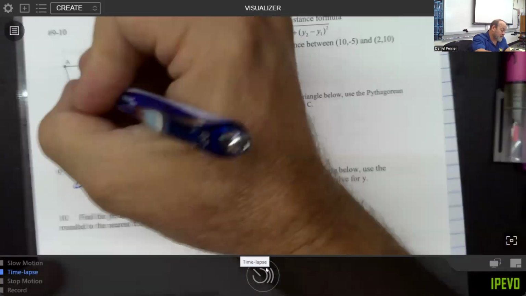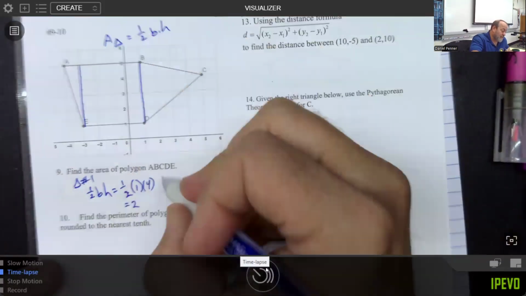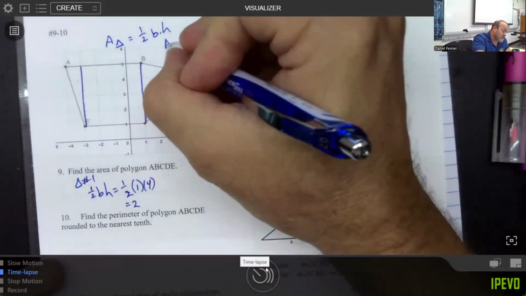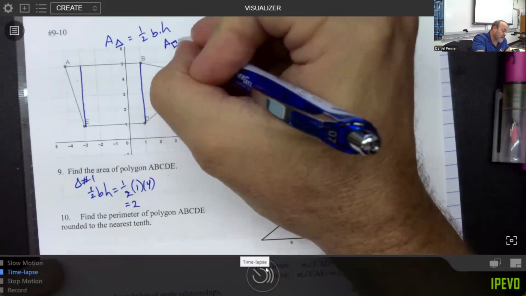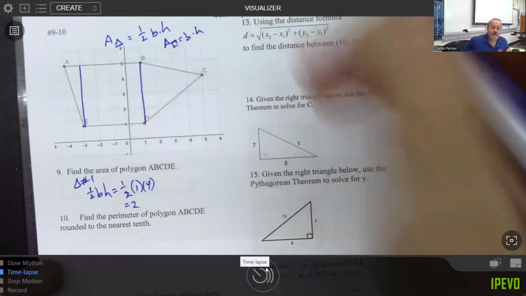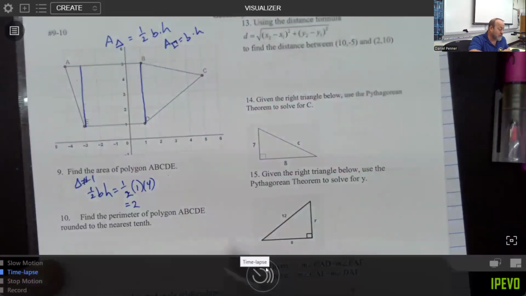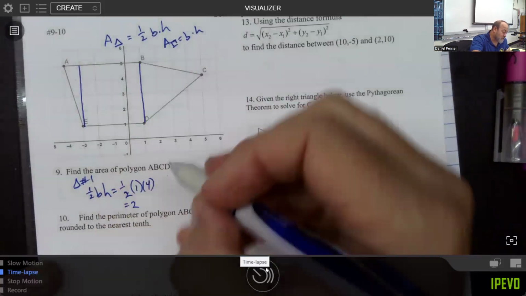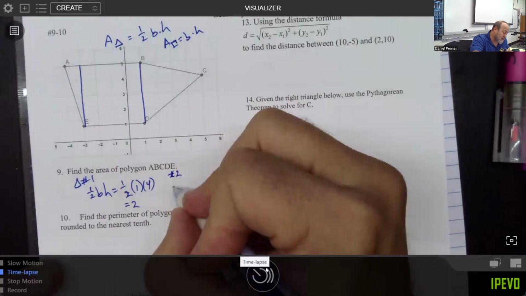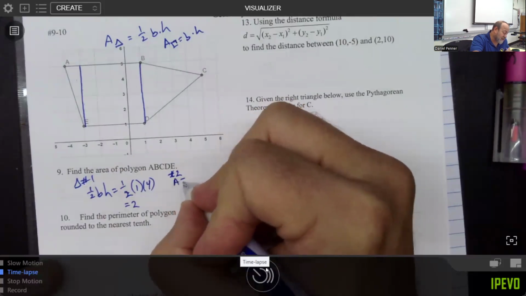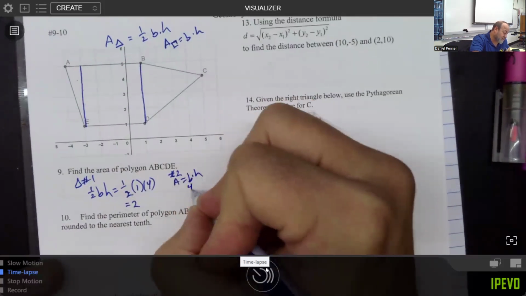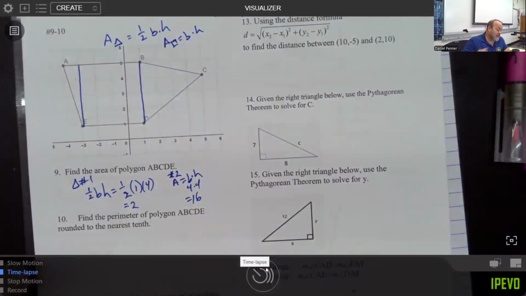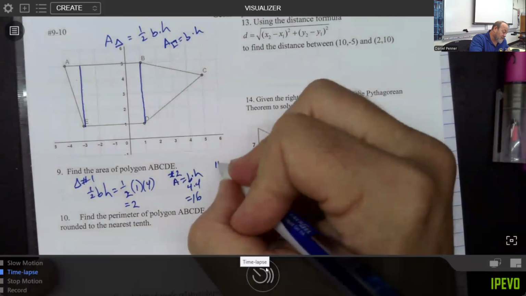Now for shape number 2 right here, I have a square, and the area of a square is just its length times its width, or you could say its base times its height. The base is 1, 2, 3, 4, and its height is 1, 2, 3, 4. So for number 2, the area is base times height. That's 4 times 4, which is 16. That's pretty simple. And then for number 3, we have another triangle.